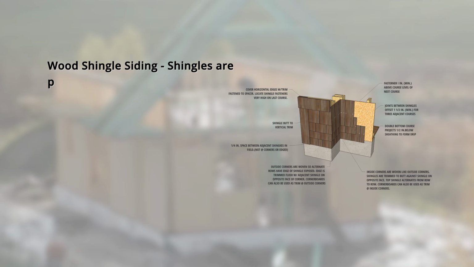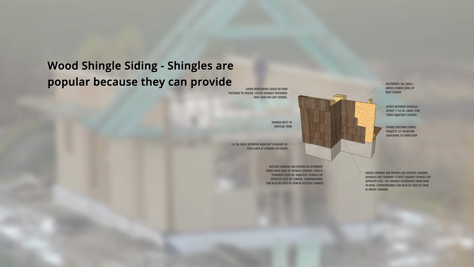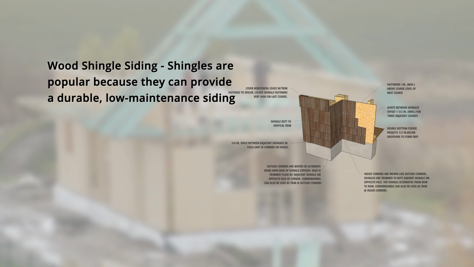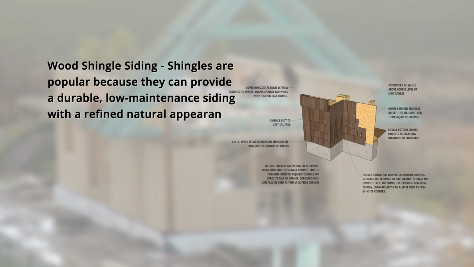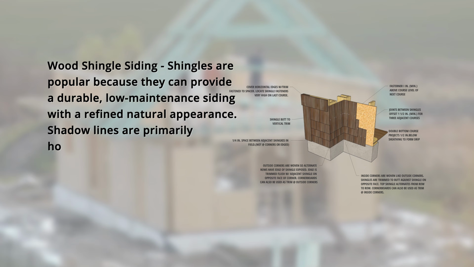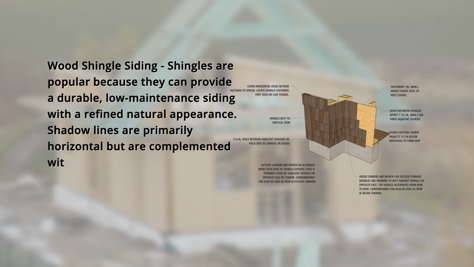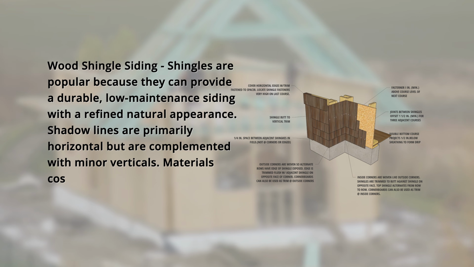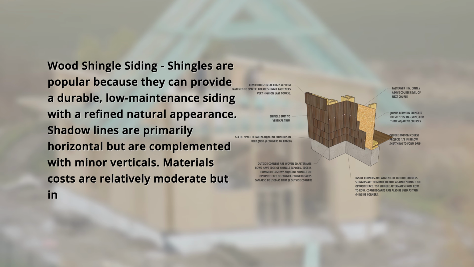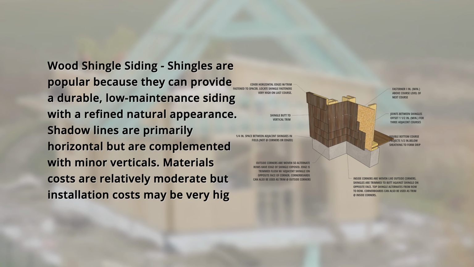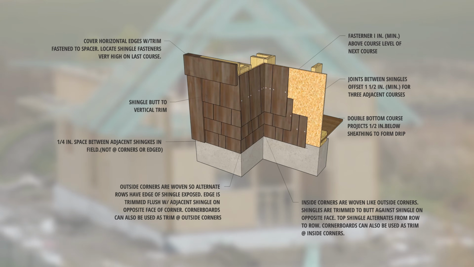Exterior finishes. Wood shingle siding. Shingles are popular because they can provide a durable, low-maintenance siding with a refined natural appearance. Shadow lines are primarily horizontal but are complemented with minor verticals. Material costs are relatively moderate, but installation costs may be very high. Let's reference this detailed illustration here on the right.